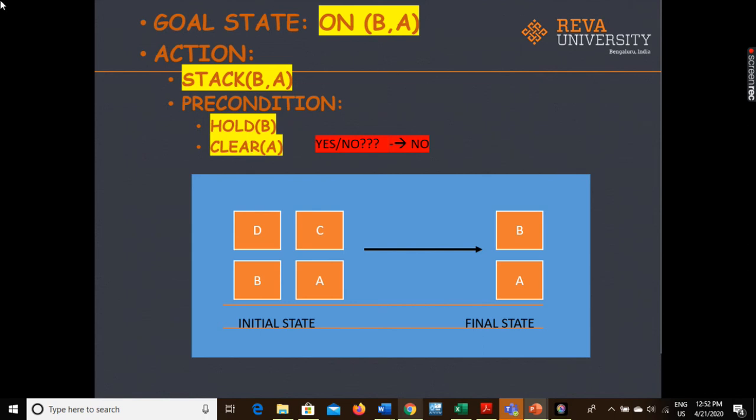Now, when you check the initial state, is block A clear? Is it a yes or a no? It is a no. It is not clear. So what is the action that we need to perform? We need to unstack C and then clear A.